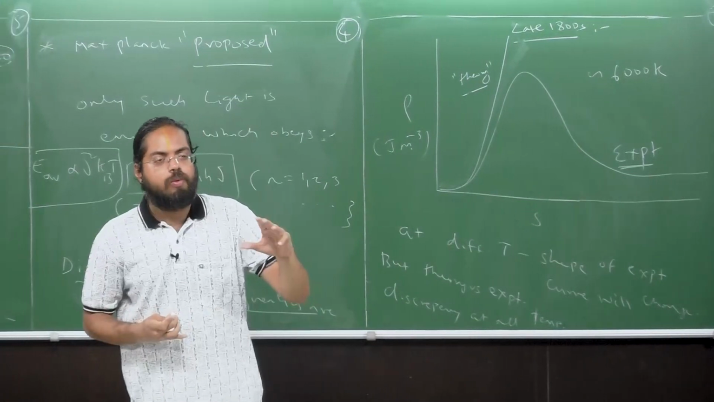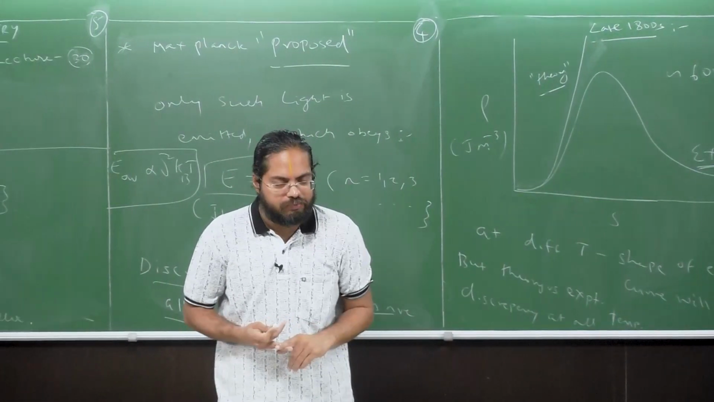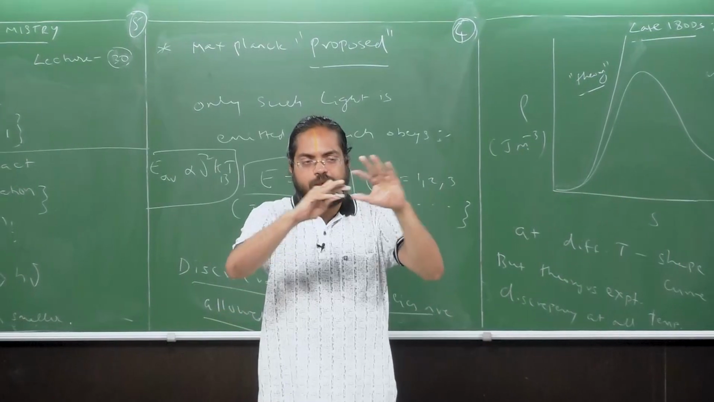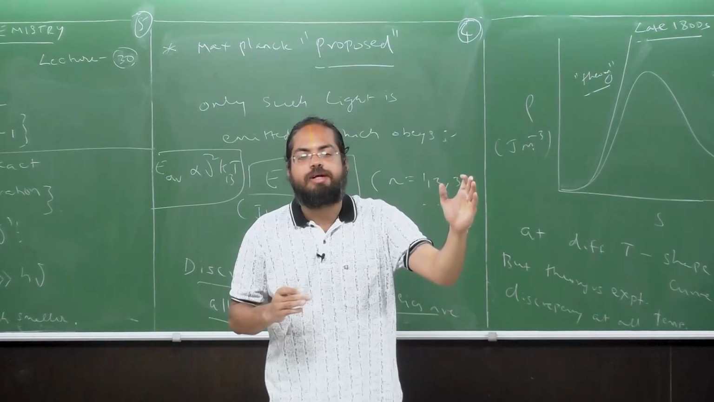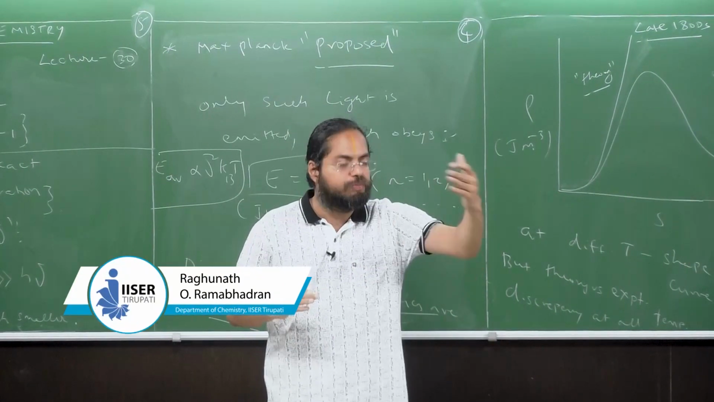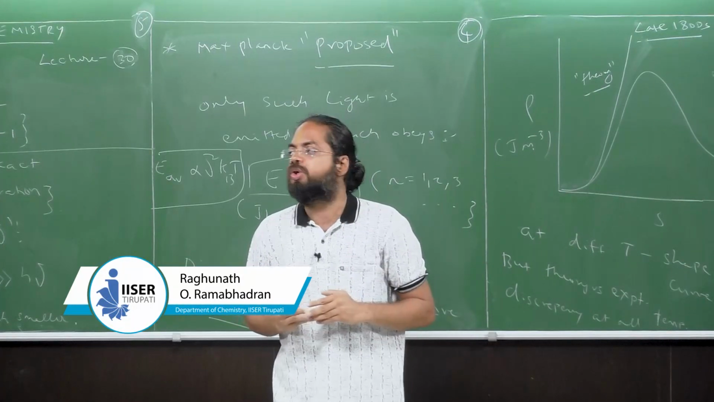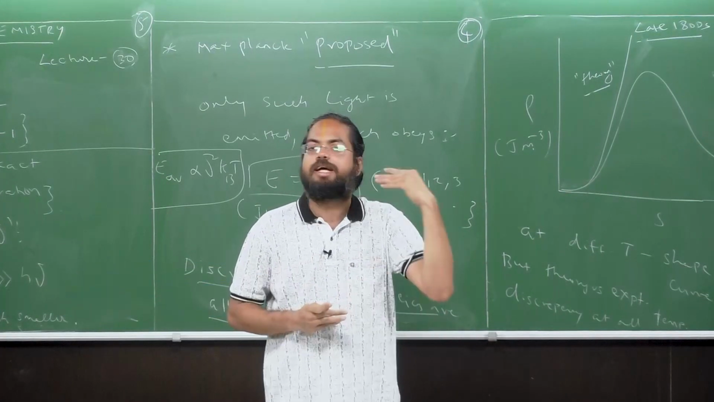We will continue with the same concept in the next lecture. For now, the summary of this lecture is that black body radiation presented an interesting problem, and Planck came up with a revolutionary solution for it. More in the next lecture. Thank you.